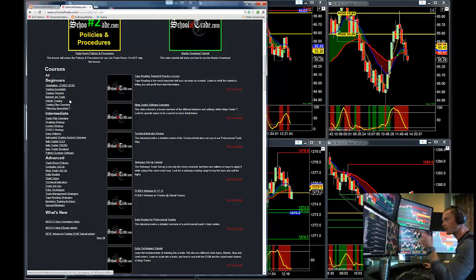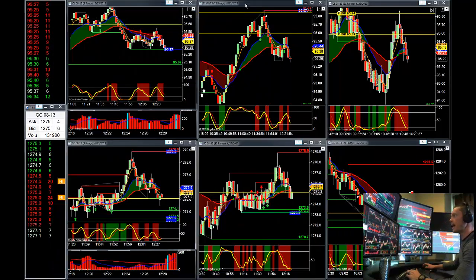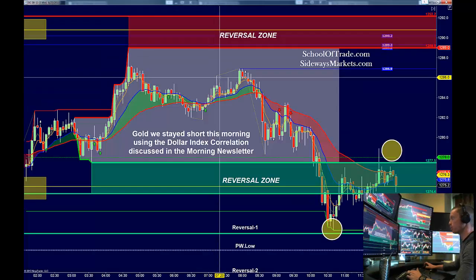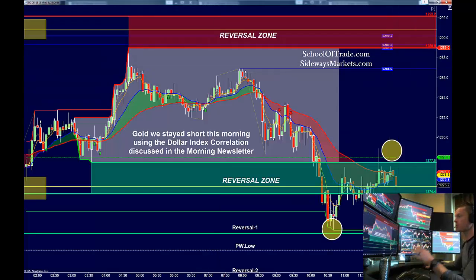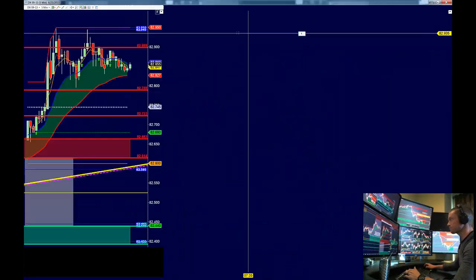Now, in that morning newsletter this morning, we had a few charts that were posted. Let's take a look at the gold charts that were posted this morning. This was the chart that was posted at 8 o'clock in the morning before we ever took our first trade. And I want you to see here that we use this dollar correlation.